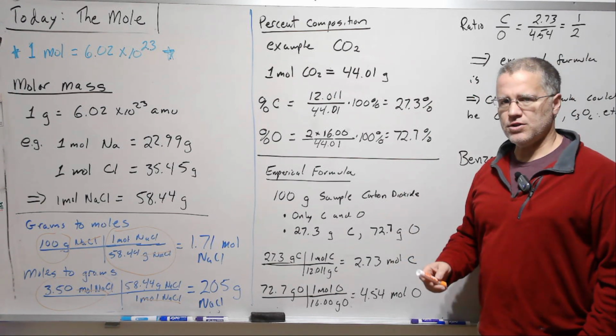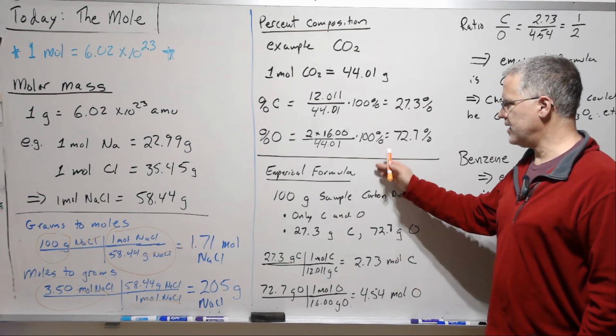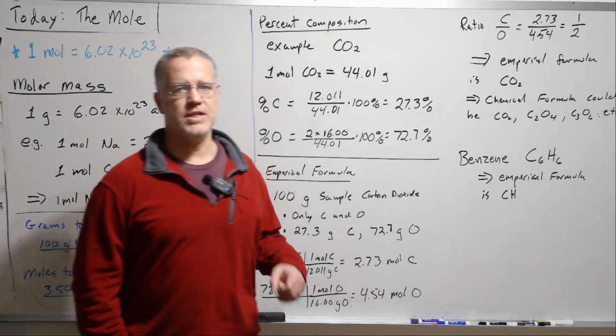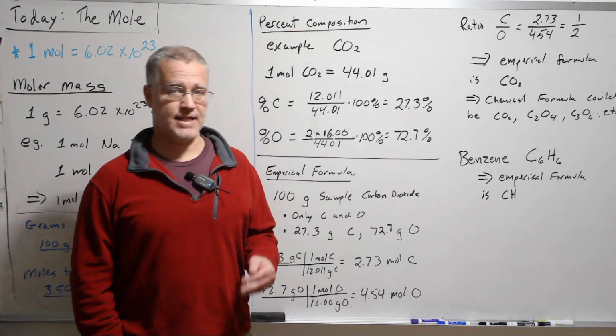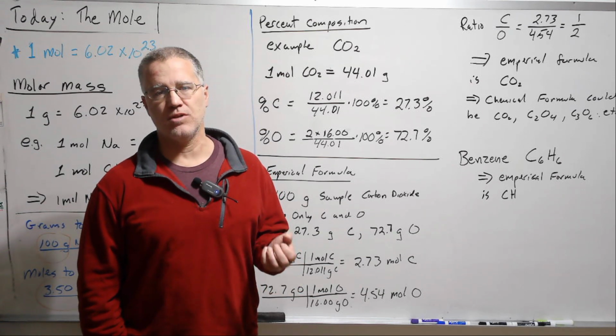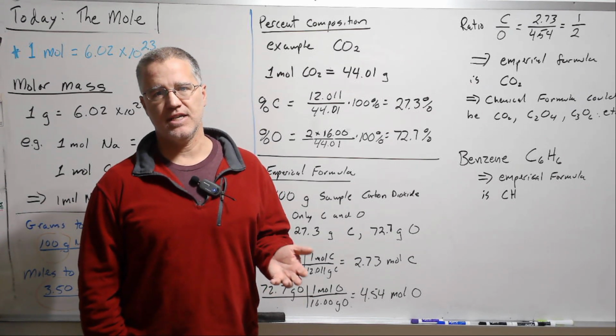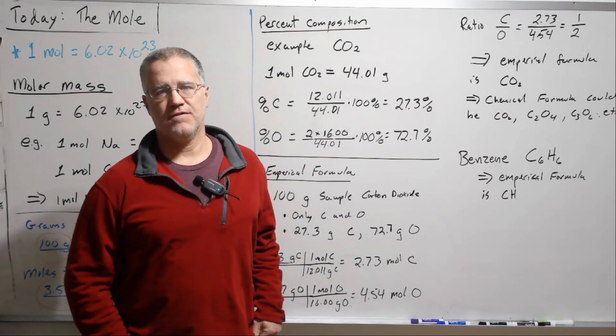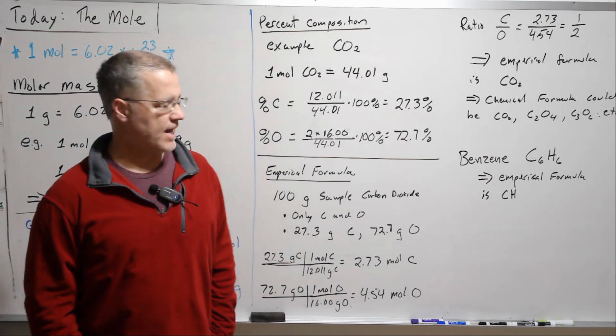A little bit more difficult, but still pretty straightforward, is determining what's called the empirical formula. Now, the empirical formula isn't the chemical formula. It can sometimes be the chemical formula, but what it is, is the molar ratio of the atoms in a compound. We're going to do this just for 2 different atoms, but this could be for any number of atoms.